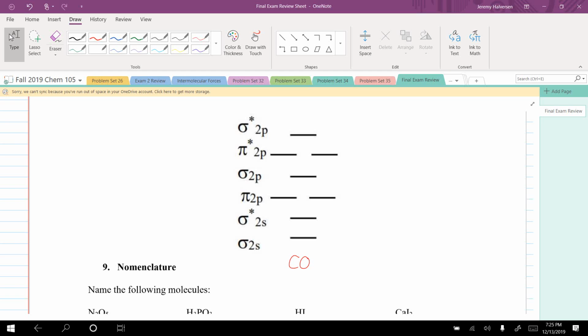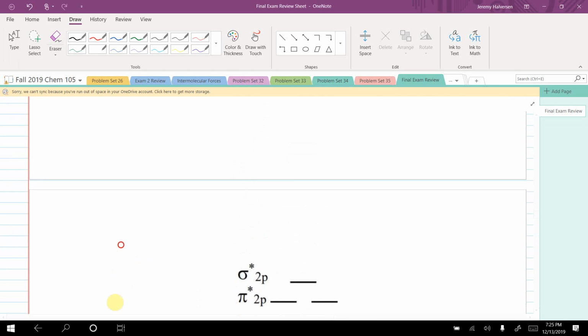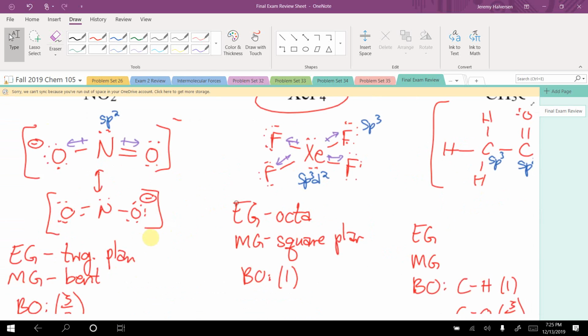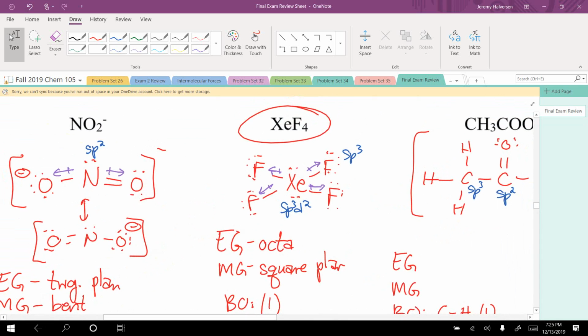What's up in the back? Okay, I'm going to scroll up real quick and answer this question about the Lewis structures. The hybridization for xenon tetrafluoride: how do I figure out hybridization? Steric number. So what's the steric number around this xenon? 6, because I've got 4 bonds and 2 lone pairs, so that makes 6.